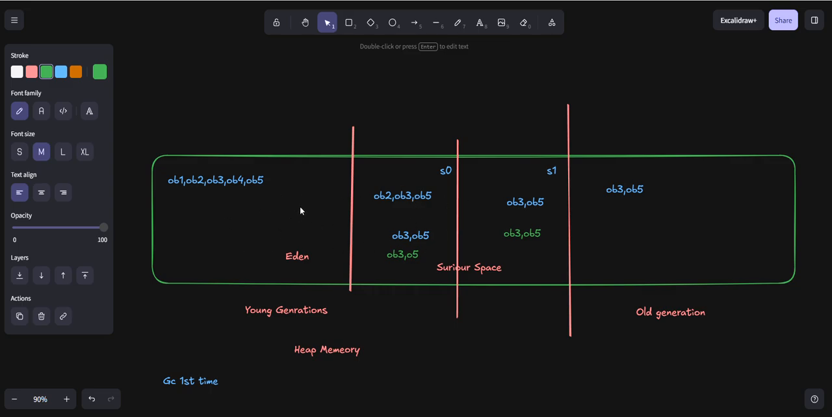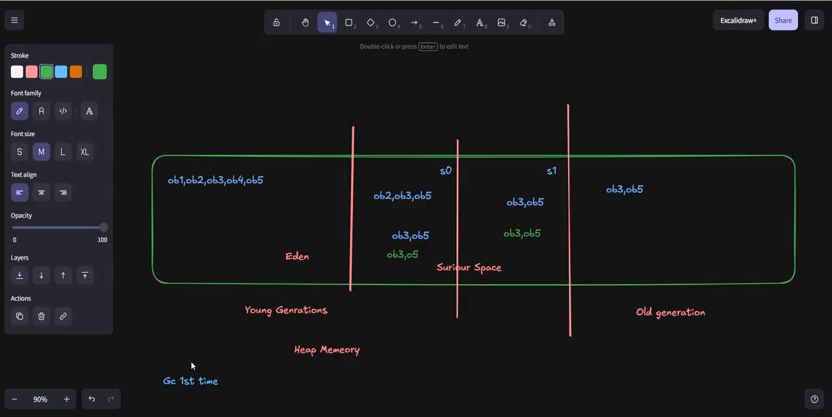Whenever objects get created in Java, those objects are created directly inside the Eden. So forget about the objects in the survivor space and old generation for now, I will explain them one by one. First, whenever an object gets created, it is created inside the Eden.